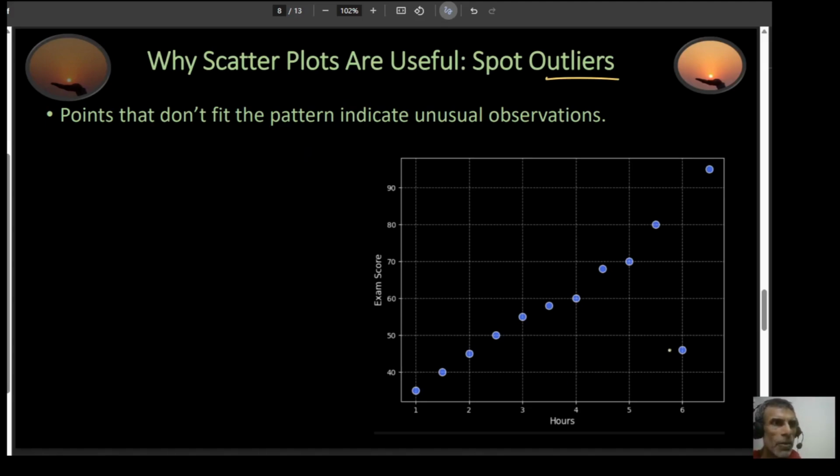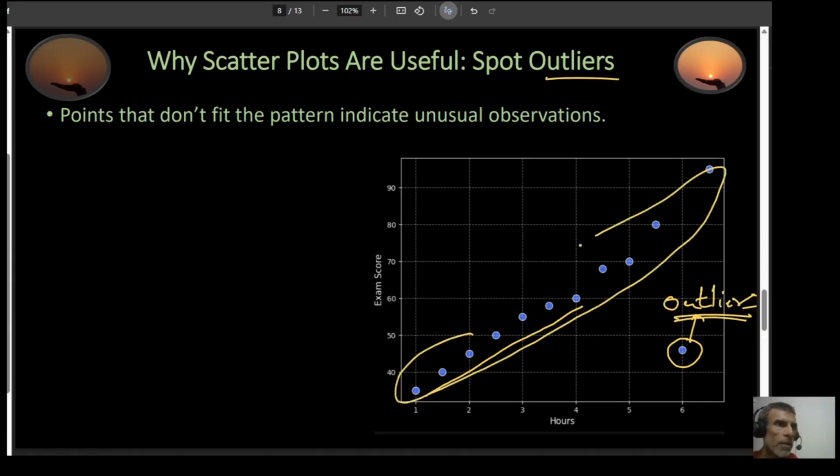In this example, look at these points. These points are going like that, but all of a sudden you have this point right here. This point right there is your outlier. By looking at these points, you can identify whether there are any outliers or not. So scatter plots are useful to identify these outlier points. Any point, or any group of points, that is not following the trend is generally considered an outlier.